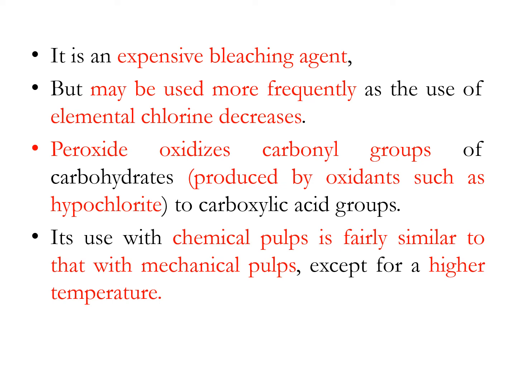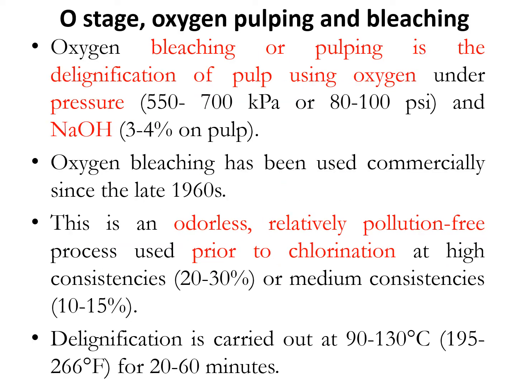It is an expensive bleaching agent, but may be used more frequently as the use of elemental chlorine decreases. Peroxide basically oxidizes the carbonyl group of carbohydrates that is produced by oxidants such as hypochlorite in the hypochlorite stage, into two carboxylic acid groups.